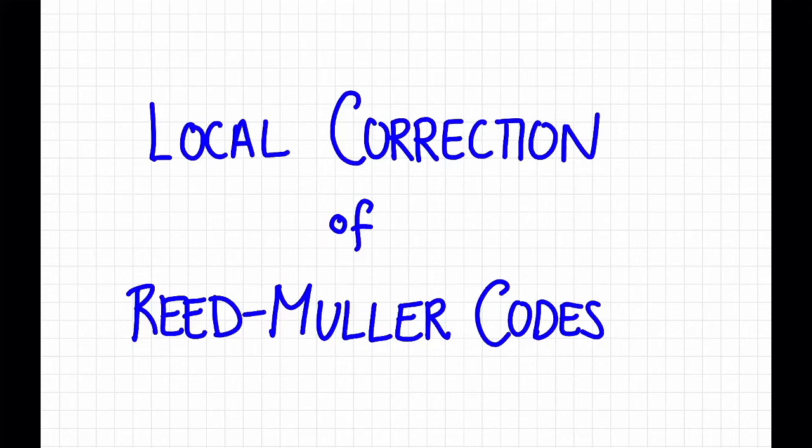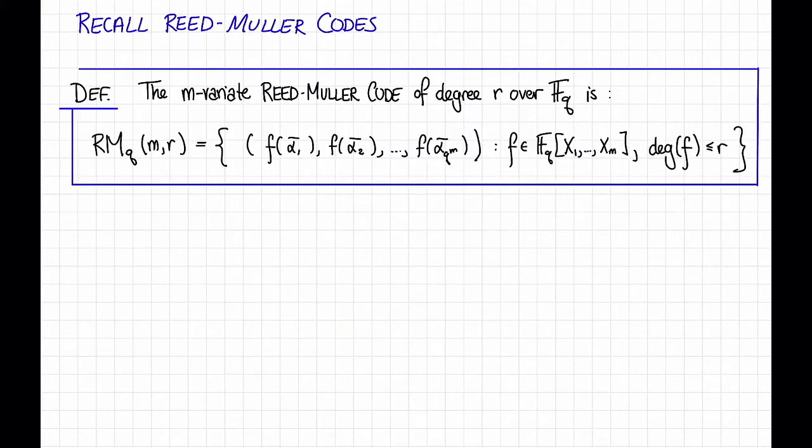In this video, we'll see a local correction algorithm for Reed-Muller codes. Recall the definition of Reed-Muller codes from a previous video. Before, we just defined them over F2, but now we're going to define them over any field.